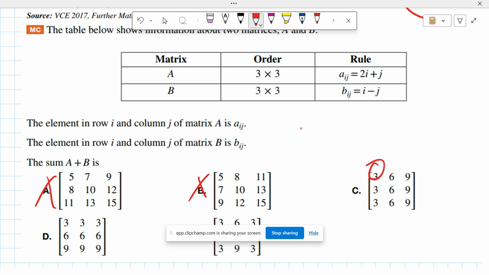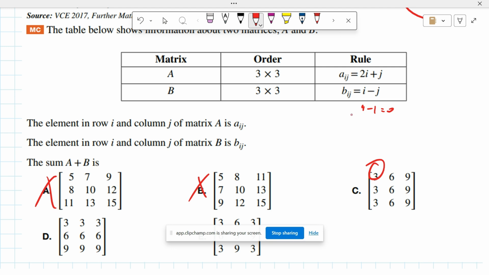So now for the first element, 1 minus 1 equals 0, so it will be 0, right? That's how that works. So basically the first one will be 3. Let's have a look at the next one.